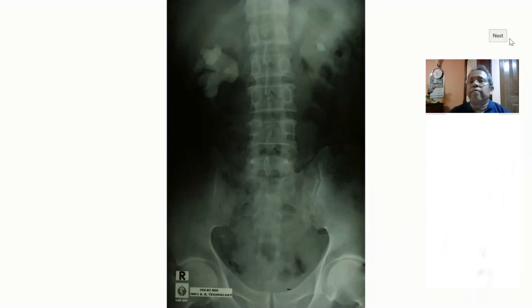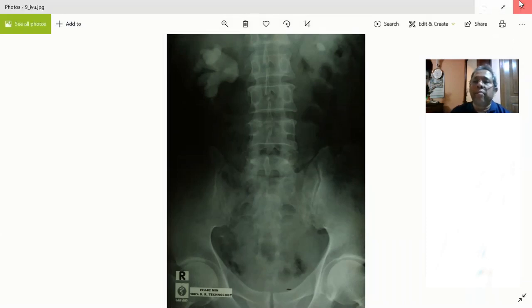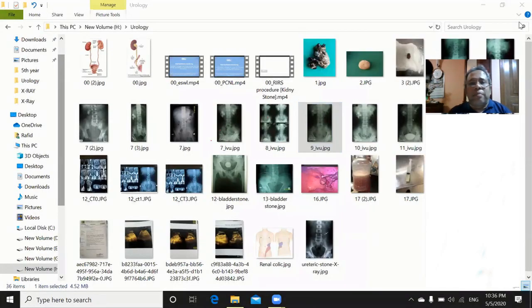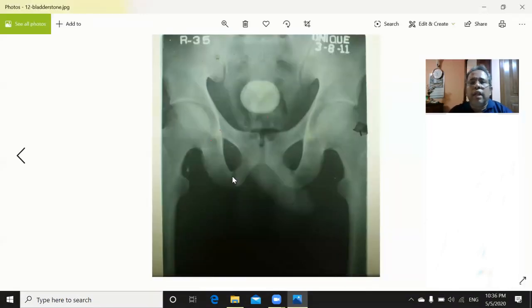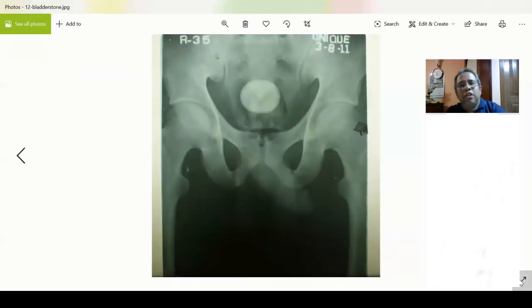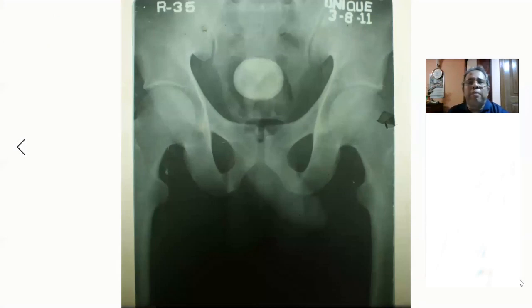Next. So this is a plain X-ray KUB. Look at another one. Next, I go to a plain X-ray of the pelvis. So this is the plain X-ray pelvis. This is not the KUB region, it is the bladder region. That means this is the pelvic X-ray.